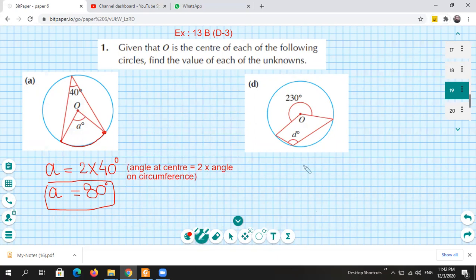Okay, right, this one. So angle D. If you note, this is actually an arc which makes an angle D, and this same arc makes an angle 230 at the center. So it means D will be half of 230 because the angle at the center is double. So D will be half of 230 degrees. So D is equal to 115. So we have applied the same property here.